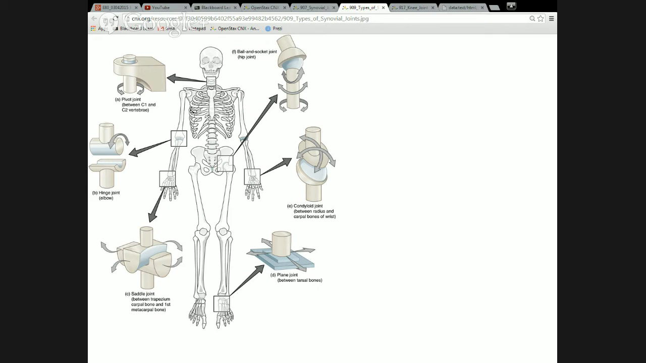The next two are the biaxial joints, and they're actually very, very similar joints. The first one is the condyloid joint. The common example of that, which is what they're pointing at here, is, actually they're technically pointing at something else, but I'm going to describe it slightly differently. The common example of this is the joint between a metacarpal bone and the first phalanx, the proximal phalanx of any finger.